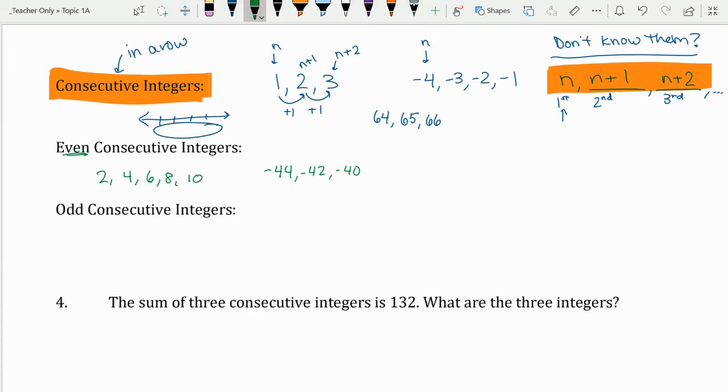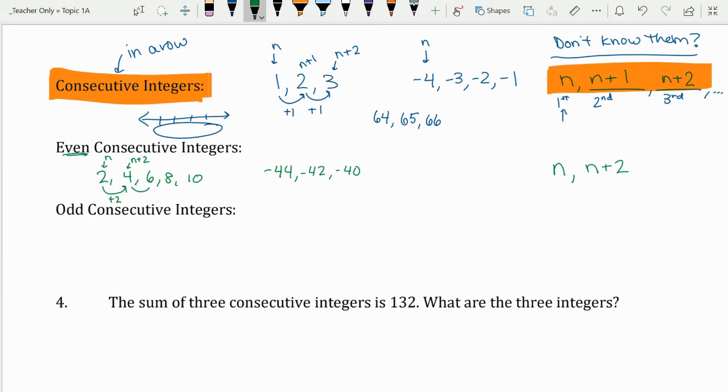You might not know what they are. So to label them, the first one is going to still be n. Okay, that's still going to be our first unknown. And then you might ask yourself, well, how do I get from one even number to the next even number? So looking at 2, if you go from 2 to 4, what's happening here is you're adding 2. So if your first unknown is n, to get to the next one, you're adding 2 from there. So the second one we're going to label as n plus 2.